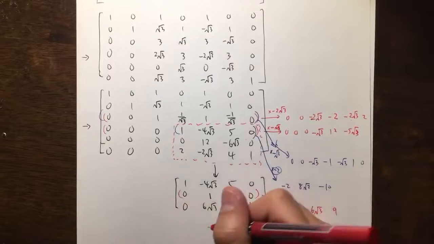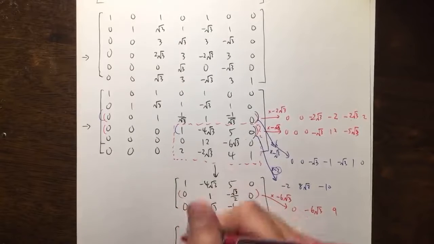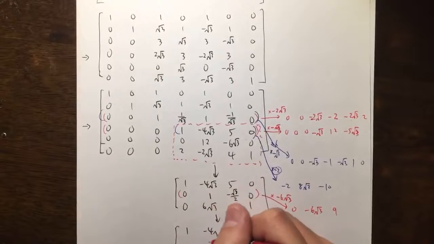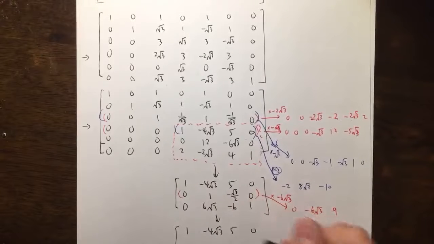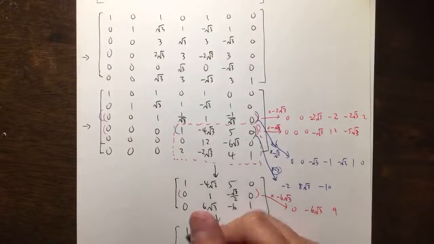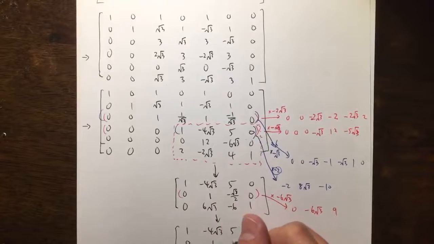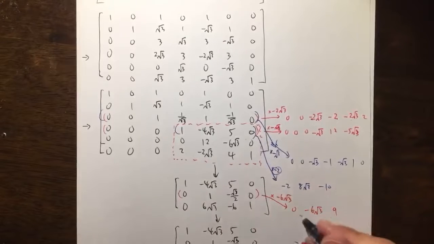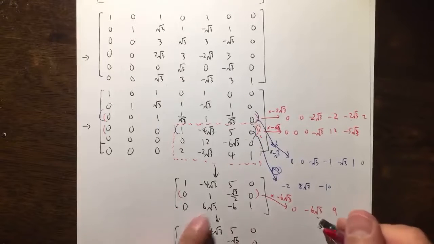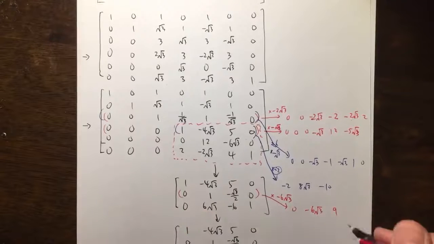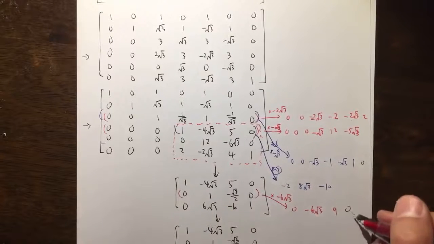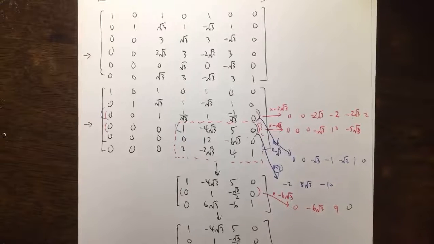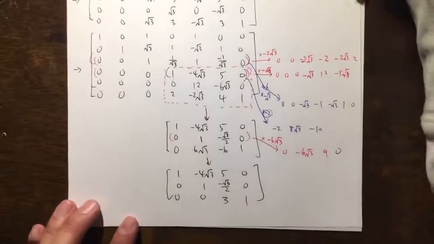Okay, now the top stays the same with 1, negative 4 square root of 3, 5, and 0. This right here also stays the same: 0, 1, negative square root of 3 over 2, and then 0. And now this plus this is 0. This plus this is 0. 9 plus that is 3. And then the 1 is still here because 0 was here. 0 plus 1 is that, right? Okay.